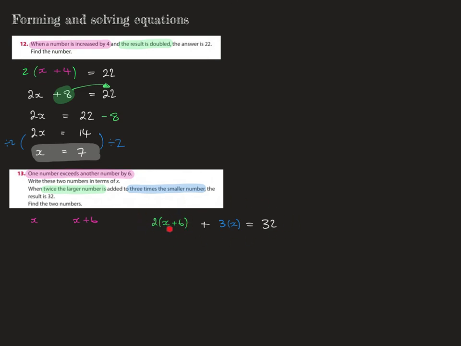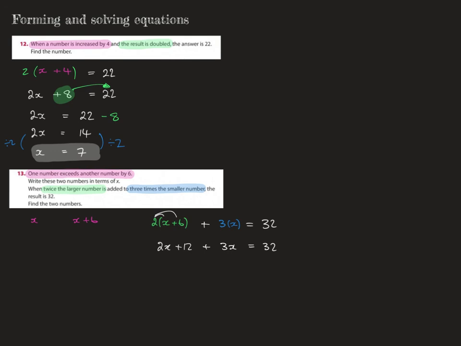So we're going to start by expanding our brackets and simplifying this. So we'll just do it step by step. There's no point in trying to do too much at one time. So start off by expanding this. 2 lots of x will give us 2x, and 2 lots of 6 will give us plus 12. And we're adding to that 3x, and it's equal to 32. Let's just look at what we did there. 2 times x is 2x, 2 times 6 is 12. Plus 3x equals 32.